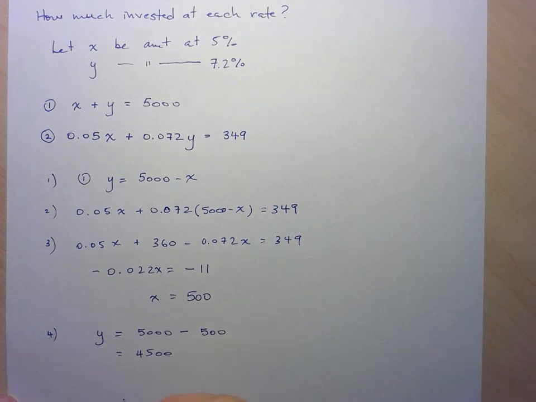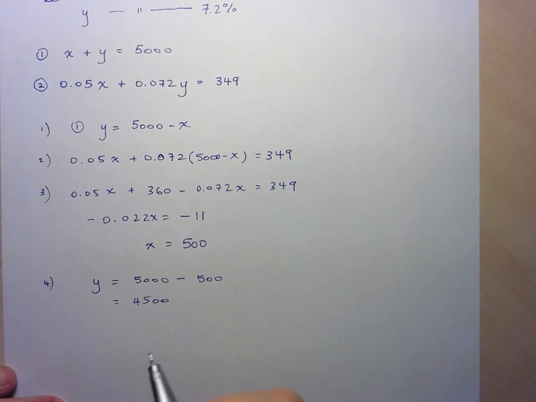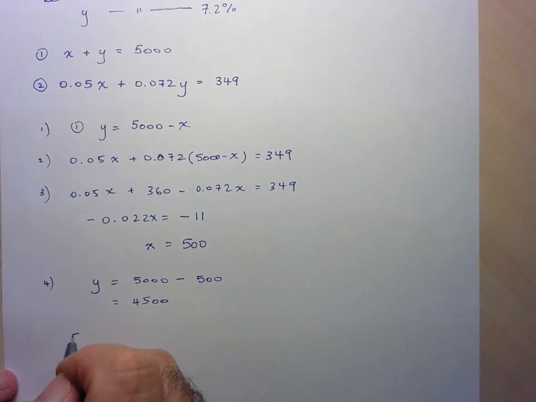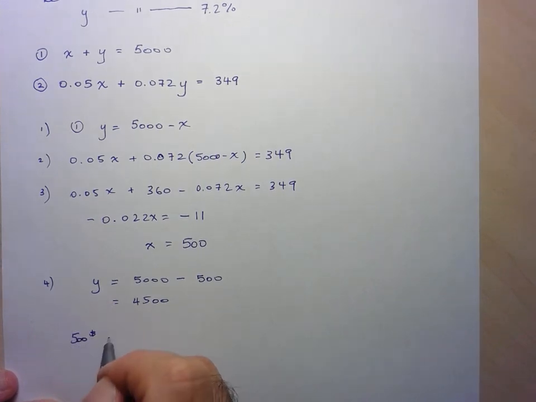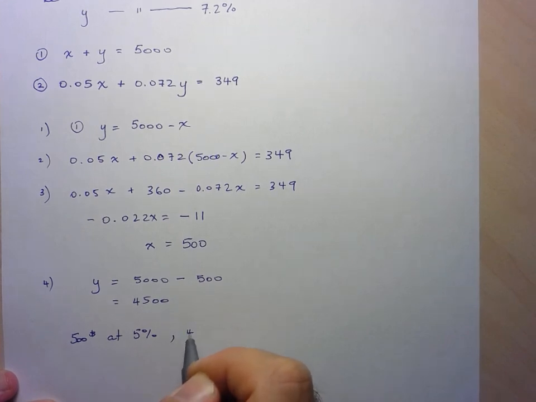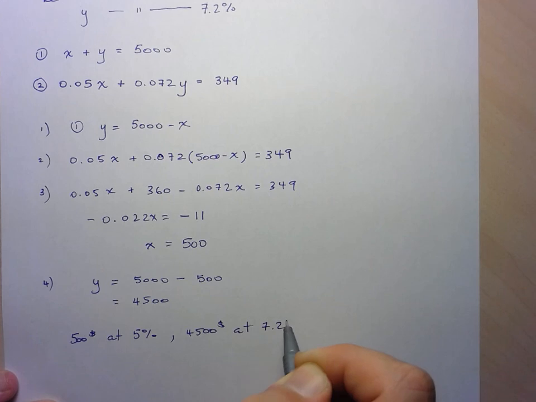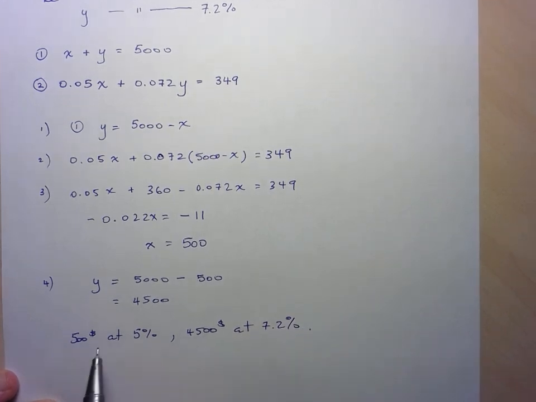Okay, so here, since it's not a point of intersection that I'm looking for, I don't need to state it as a point of intersection, but I do need to state what this means. So it means that $500 was invested at 5%, and $4,500 was invested at 7.2%. So at the end, you should state what these answers actually mean.